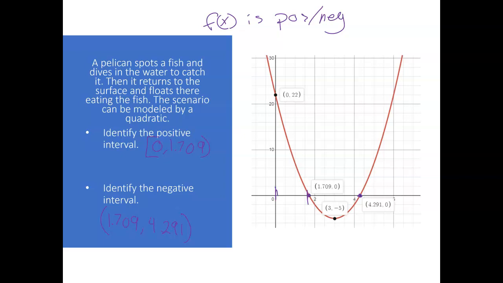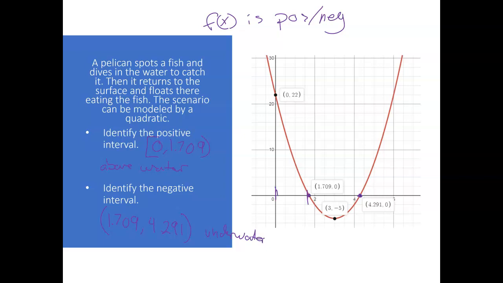So what does the positive interval tell me about the bird? It's above water. So our positive interval here represents above water. What does the negative interval represent? It's underwater. Our x-axis is on the water.